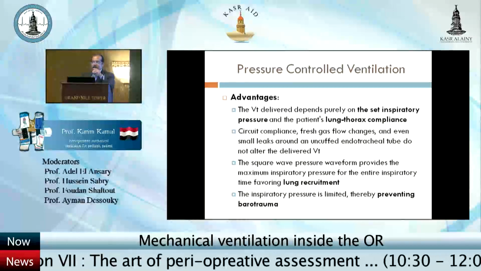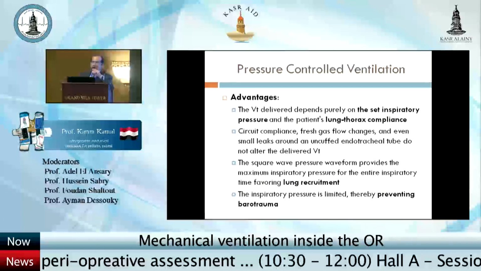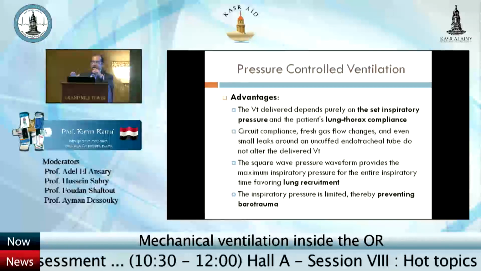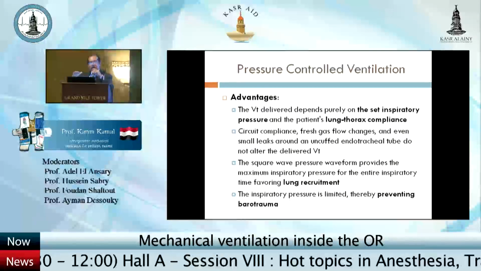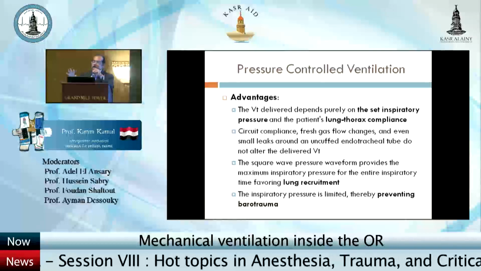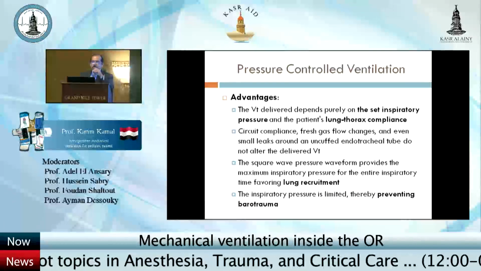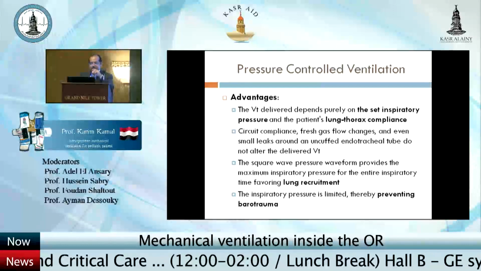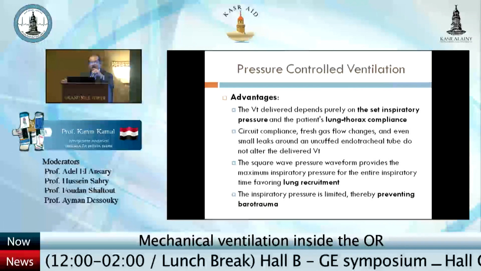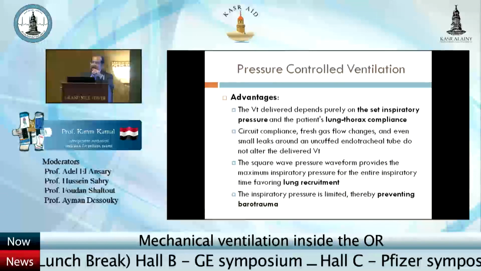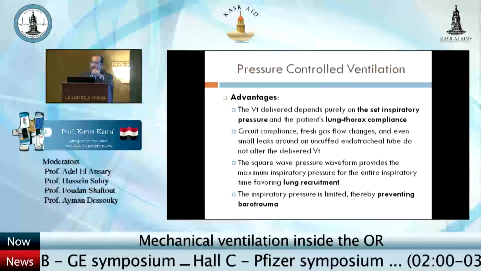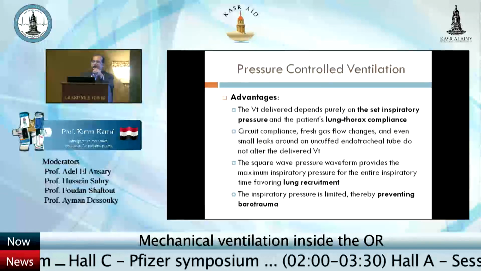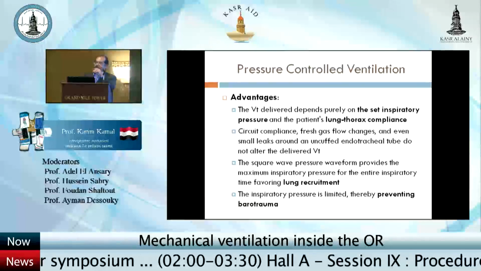And in addition, the square wave pressure waveform provides maximum inspiratory pressure for the entire inspiratory time, which favors lung recruitment and better distribution, as we just heard, of the anesthetic gas inside the lungs of the patient. And in addition, the inspiratory pressure is limited, thereby preventing barotrauma, and this is the very important point. So all of these are advantages of pressure controlled ventilation.